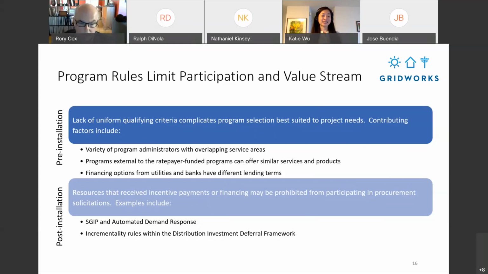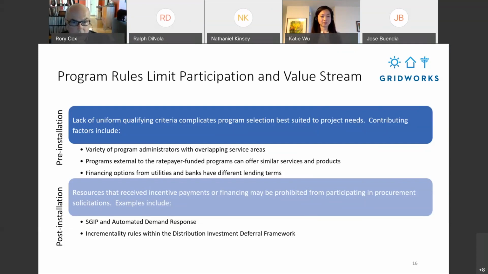And the incrementality rules within the distribution investment deferral framework limit the ability for energy efficiency resources to count towards offsetting traditional demand infrastructure projects. And there may be some exceptions to these rules. This program information is from early last year, so things may be different, or the incrementality rules across load-serving entities might be slightly different.